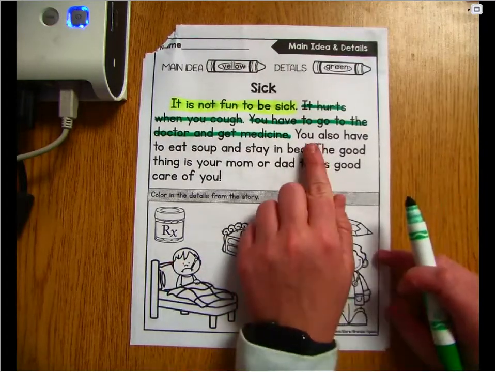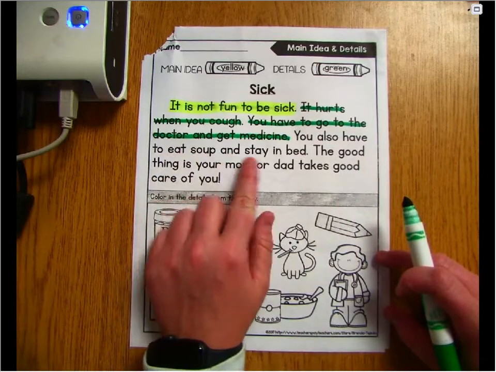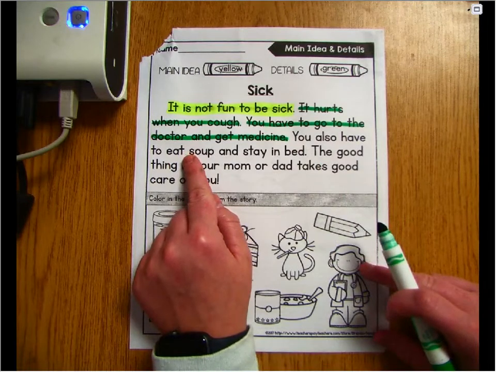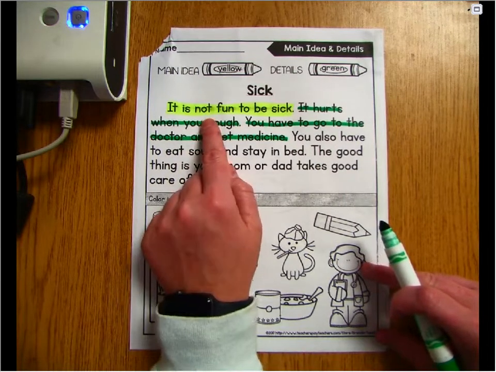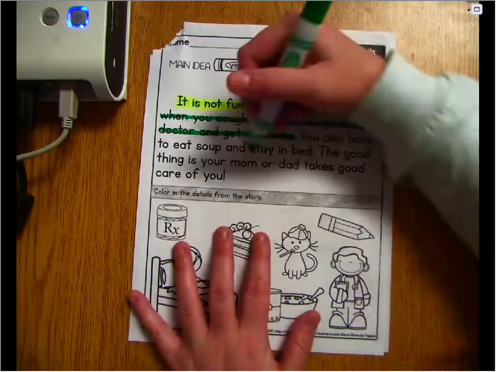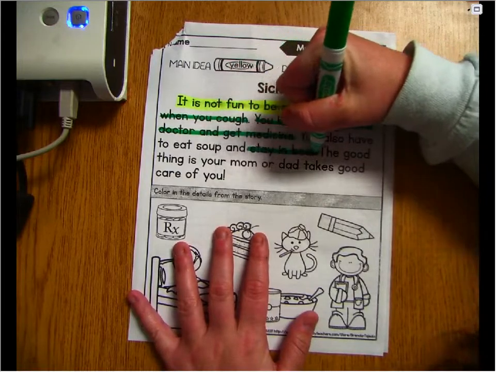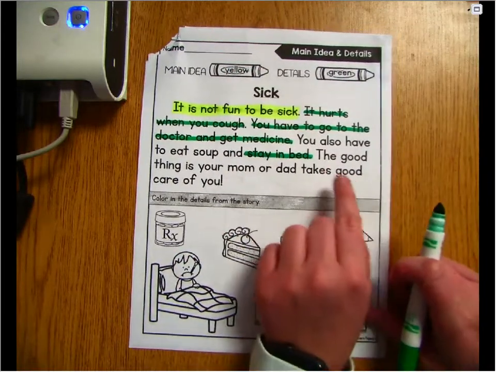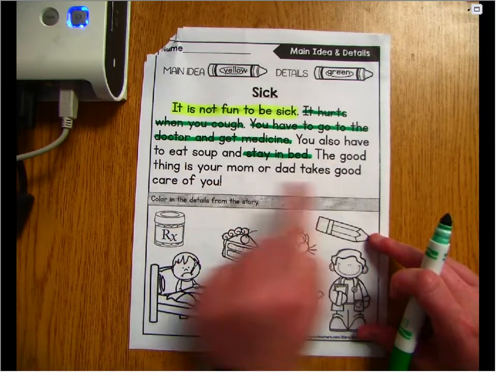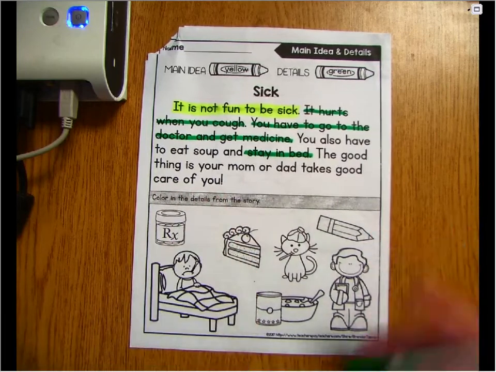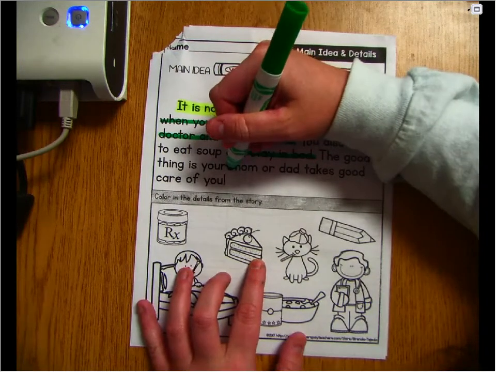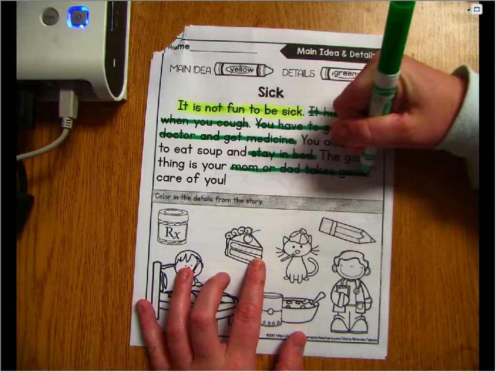Our next sentence, you also have to eat soup and stay in bed. Well, eating soup might not be something that supports being sick, but I think staying in bed is probably not too fun when we're sick. So I'm going to go ahead and highlight stay in bed. The last sentence says, the good thing is your mom or dad takes good care of you. So it is not fun to be sick is our main idea, and mom or dad takes care of you can be a key detail as well.